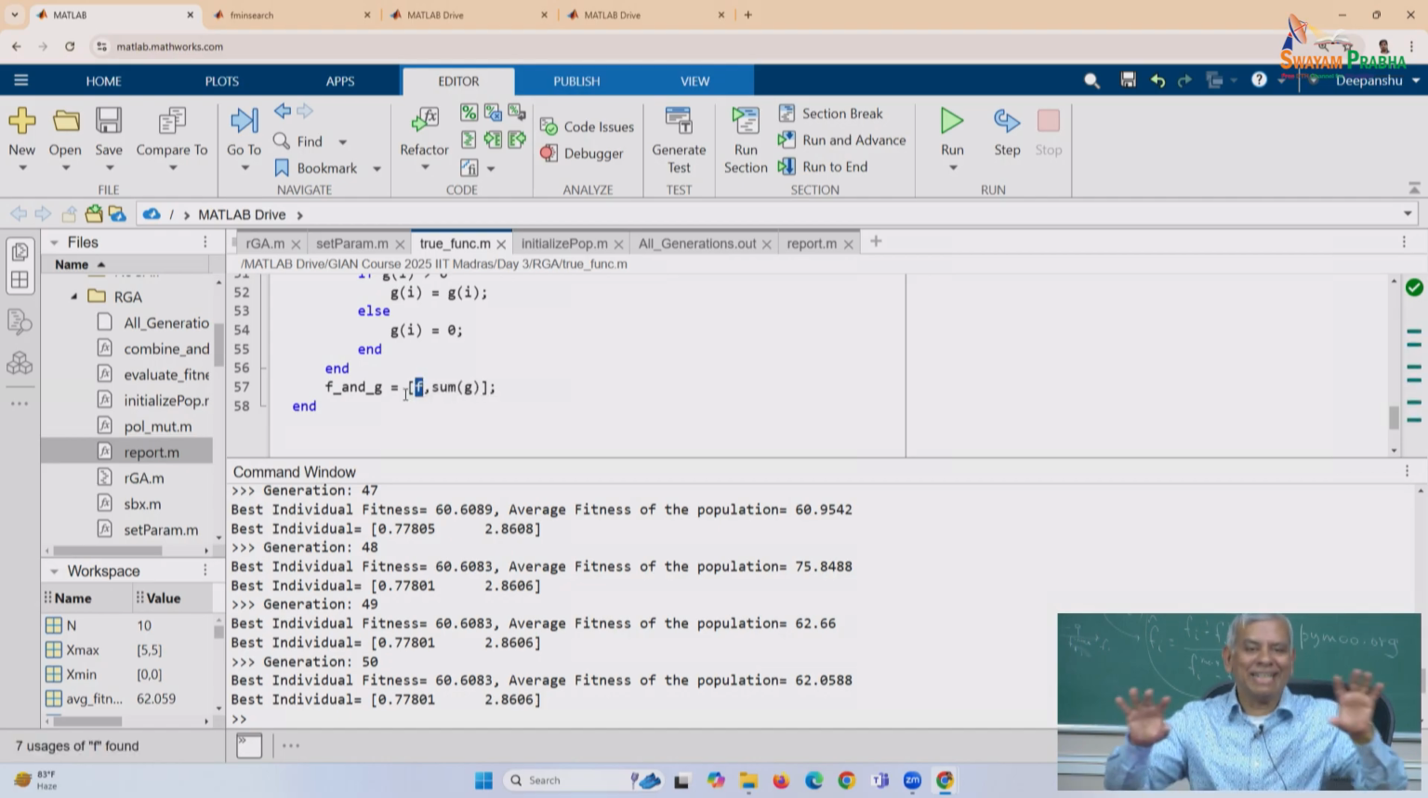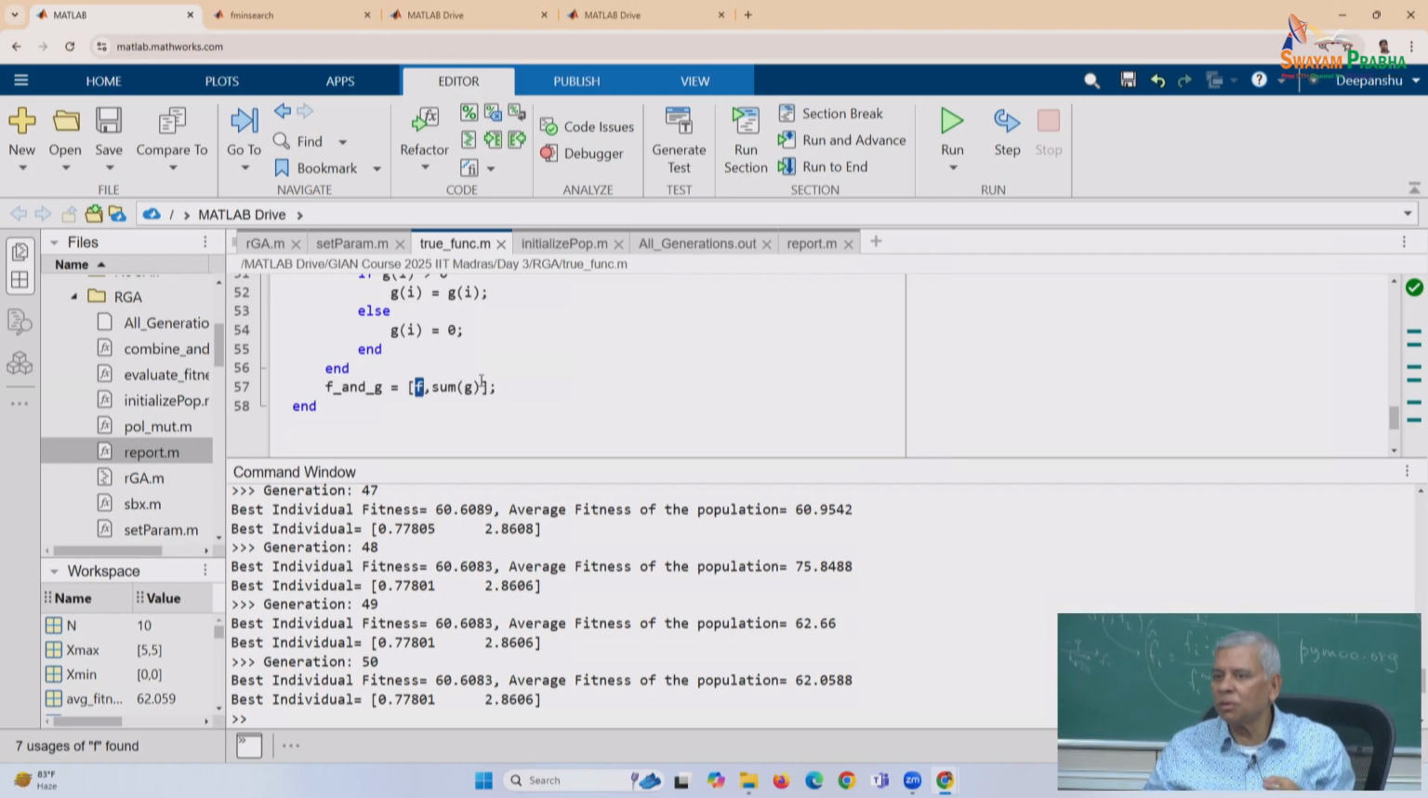value as 2 different entities. We don't add them with the penalty. We send both, and we have a tournament selection that checks if it's feasible, then it compares the f. If both are infeasible, then it compares the constraint violation. So this is the constraint. So that algorithm is built in here.